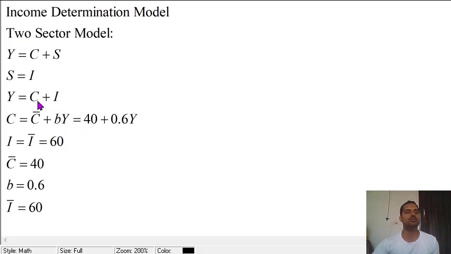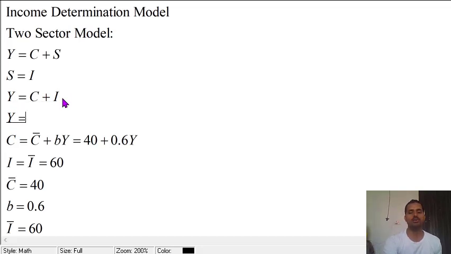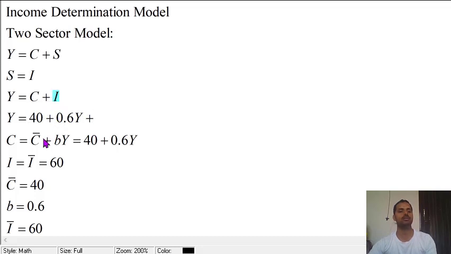Now we can substitute the values in this equation and we will find our equilibrium national income or equilibrium level of output. Let us try to do this. Here I substitute the value of C. Because we have to find the numerical value, we will take this one. Here I have written 40 plus 0.6Y in place of C, and in place of I, that is investment, we have 60. So here I will write 60.